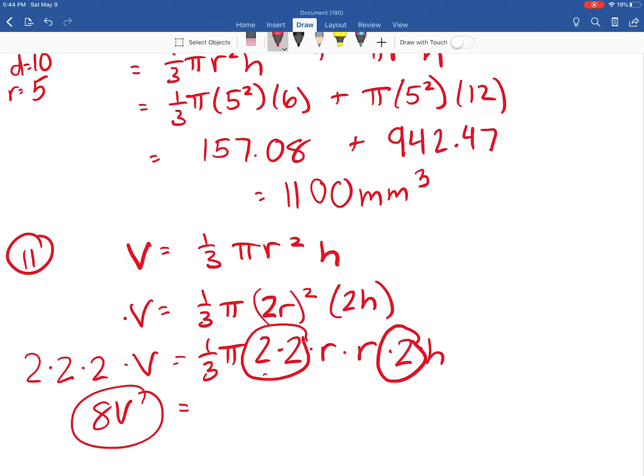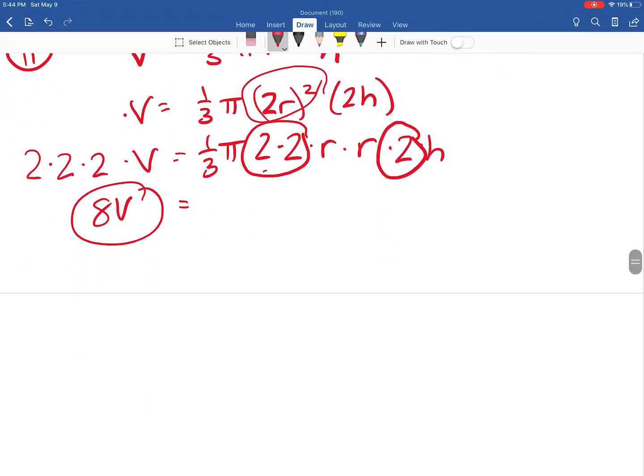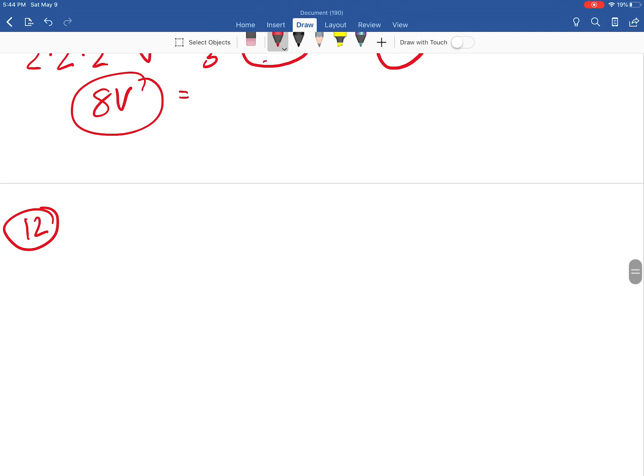So what happened to our volume? It was 8 times as great. So be careful with your exponents. Don't make the same mistake I did at first. Number 12. A packaging engineer needs to affix a label to cover each of 4 cylindrical containers. Which of these has the least surface area? So let's go through each one.